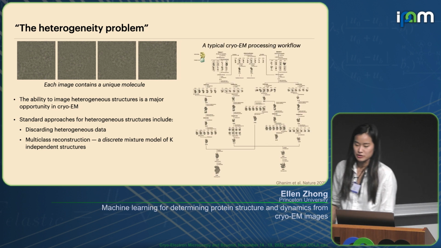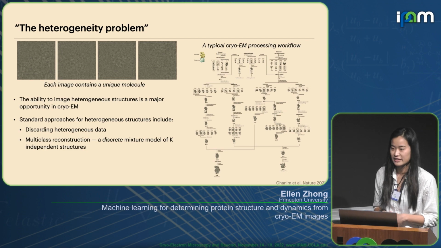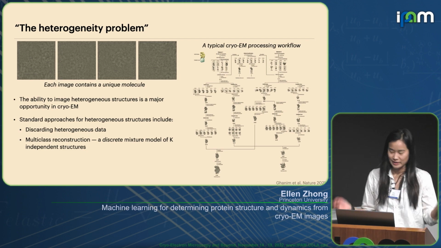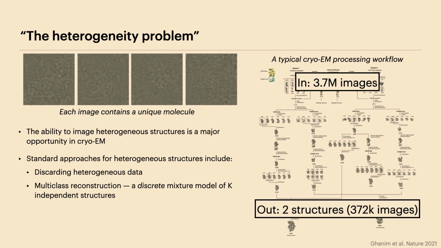And so a typical cryo-EM processing workflow looks something like this. This is a figure found in the supplement of most cryo-EM papers, where at the top we have a data set of millions of picked particles. And by the end of this quite ad hoc, manually driven filtering process, we've eliminated, in this case, maybe 90% of the images, and we get two structures at high resolution.